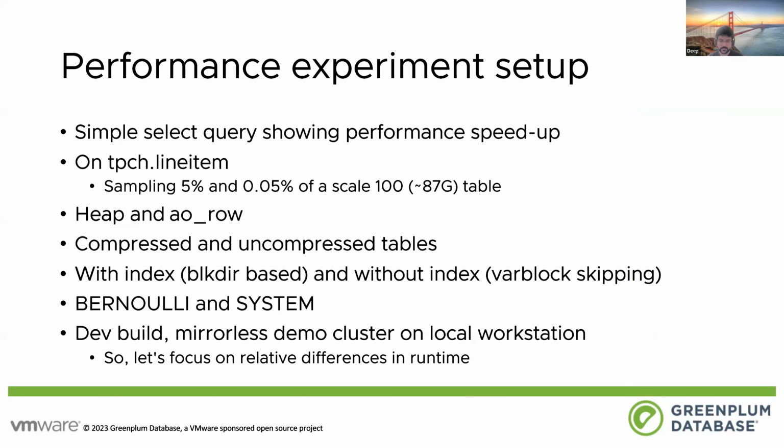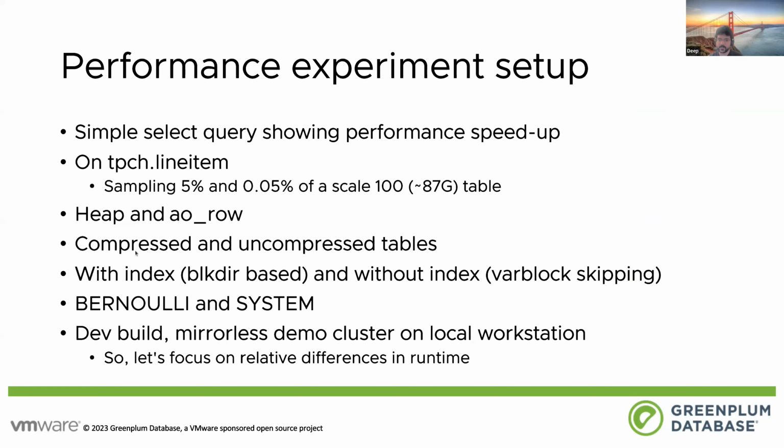So let's talk about the performance experiments that we did. It's going to be a very simple select query. We're going to do heap and AO-row tables. We're going to do two sampling percentages, 5% and 0.05%. And at scale 100, the uncompressed size of the table is around 87 gigabytes. Compressed size is around 28 gigabytes.